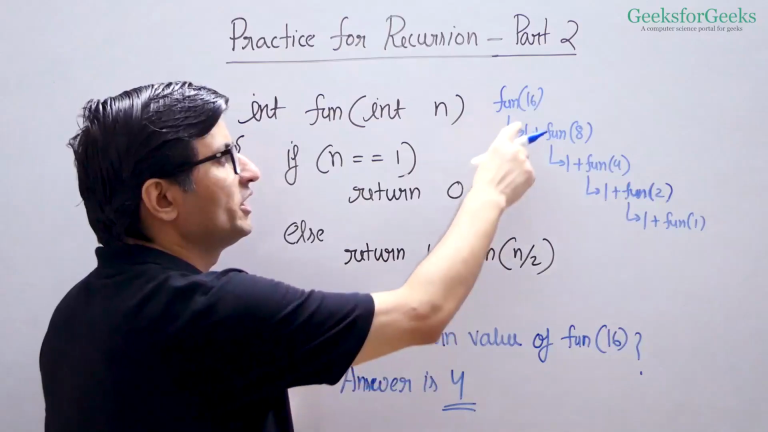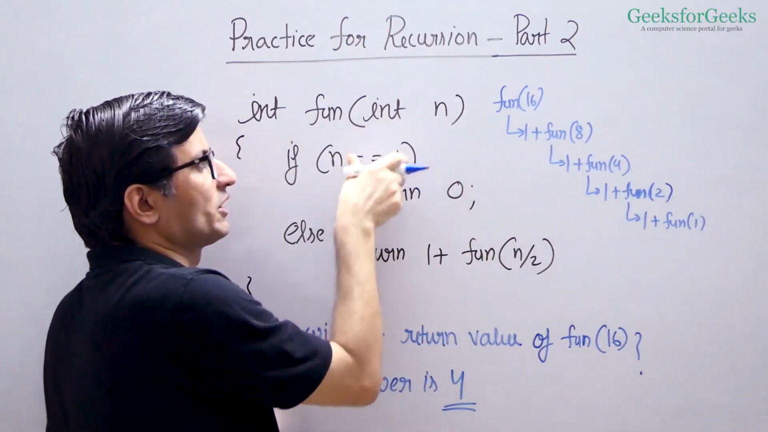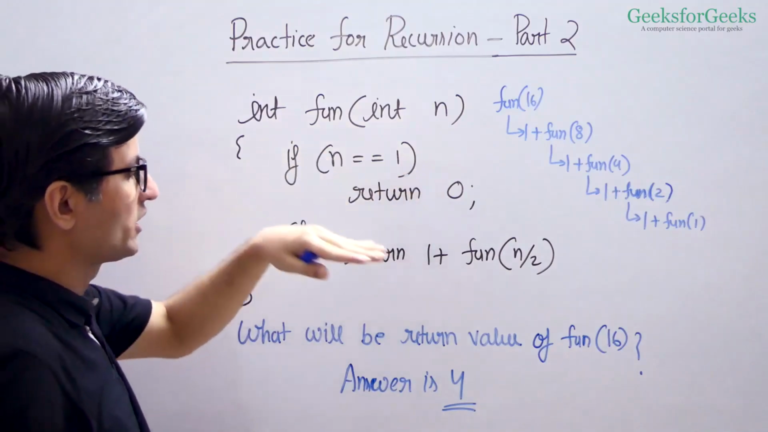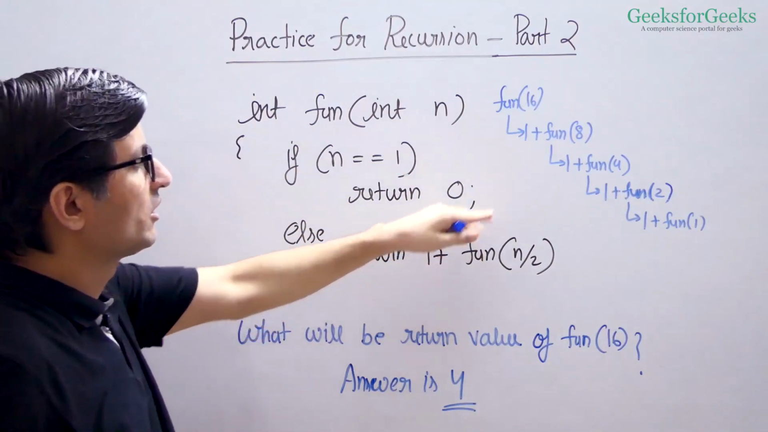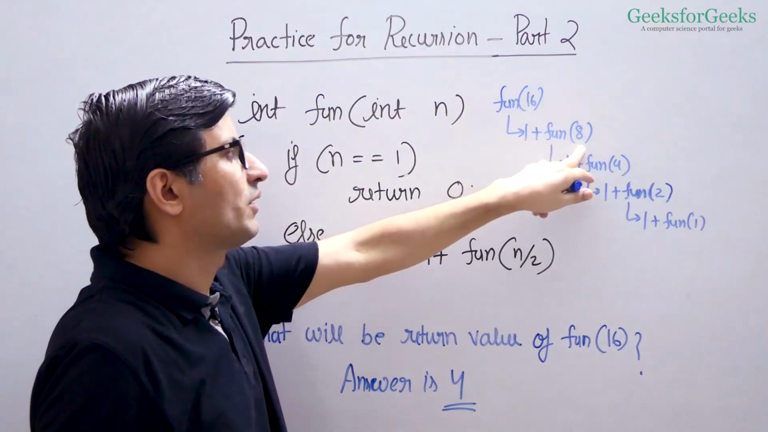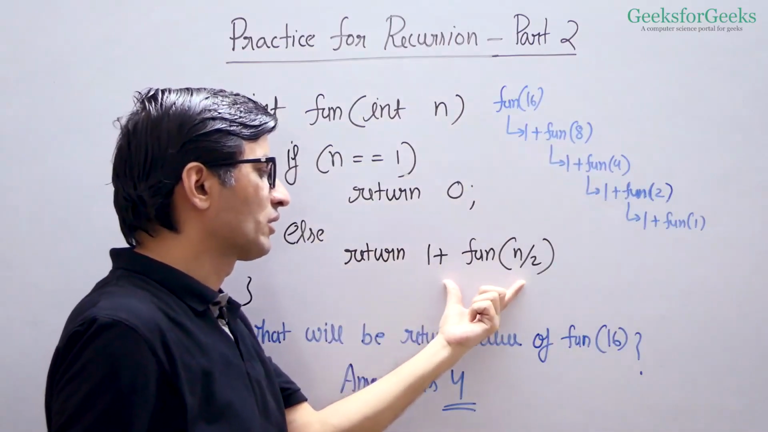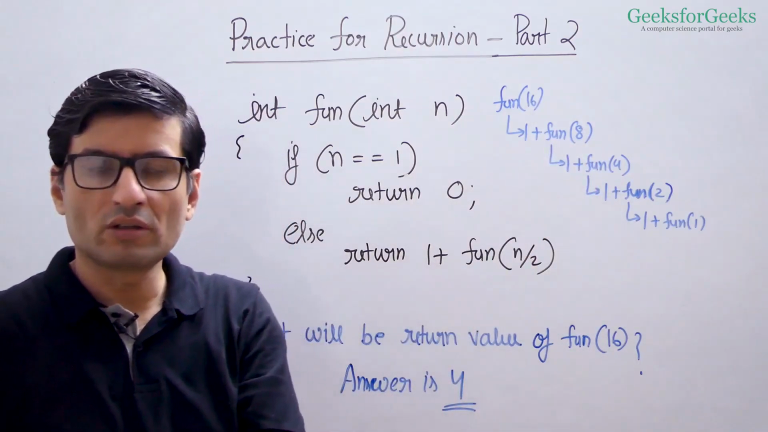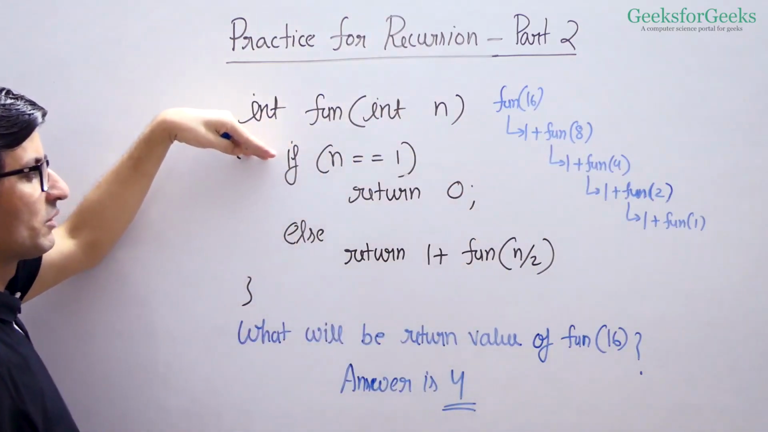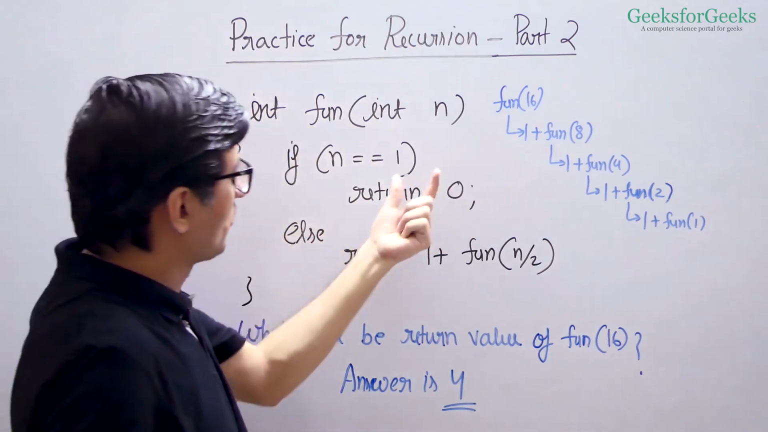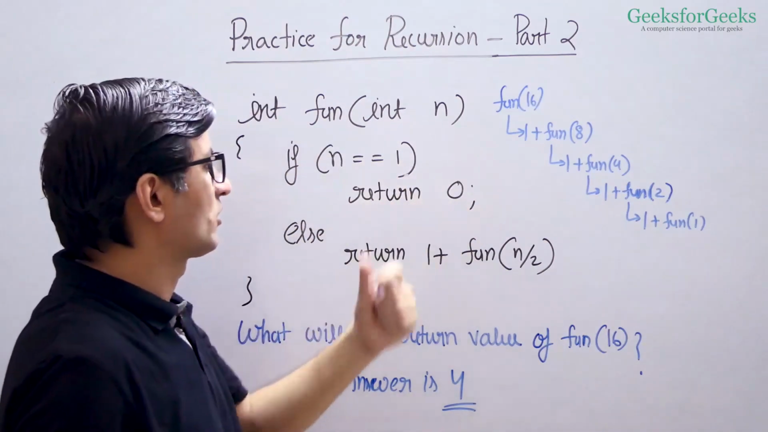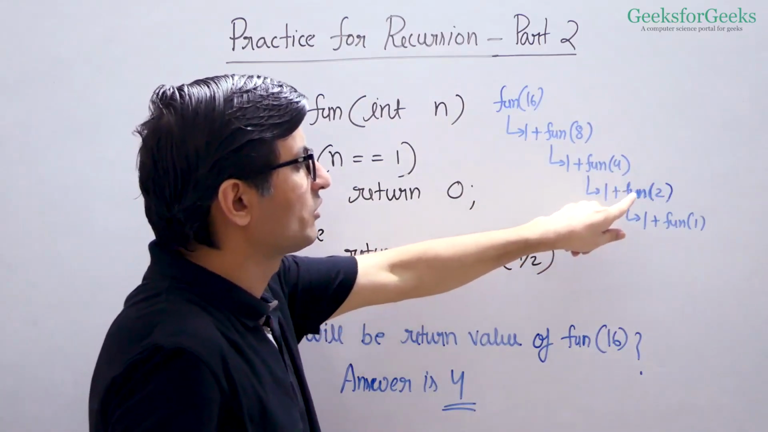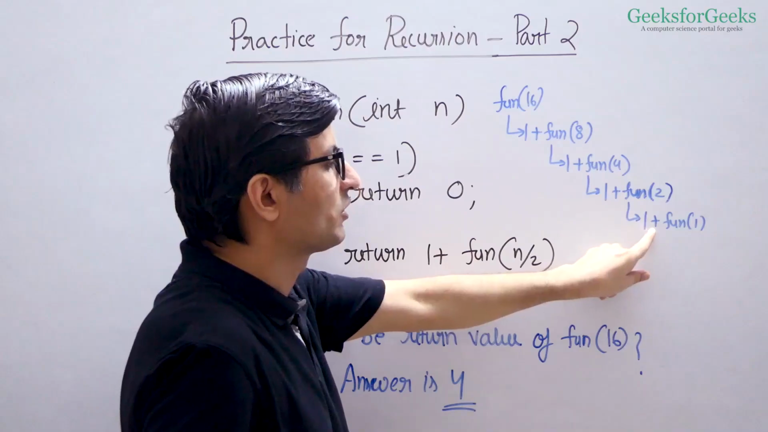When you call for 16, it checks this if condition and begins the execution from here. N is not 1, so it does not go inside this if condition, it goes into the else part. So it calls 1 plus fun8. This is what it's going to return, but it needs to compute fun8. When you call for fun8, it's a function call and it begins the execution from here again, and it's not going to fall into the if condition because it's not 1, so it's going to call 1 plus fun4, and fun4 is going to call 1 plus fun2, and then fun2 is going to call 1 plus fun1.